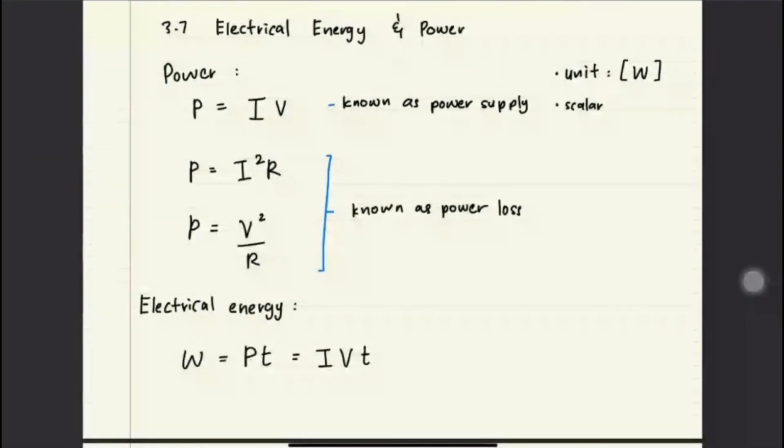Tapi kalau kamu tengok dalam nota kamu, dia try to differentiate lah. Iaitu kalau power loss ni across the resistor. Kalau yang power supply dia pakai yang IV, tapi bagi saya sama je. It doesn't really matter pun. Mana-mana nak pakai, tiga-tiga boleh pakai.